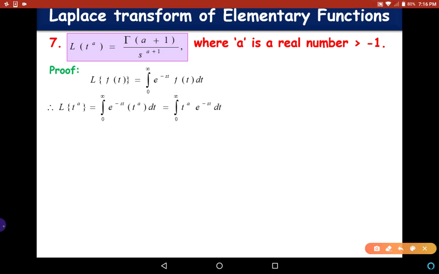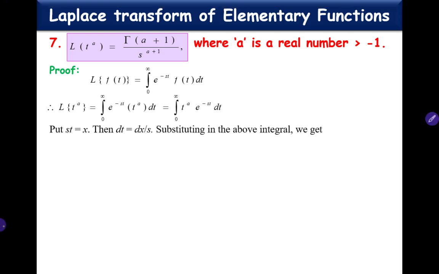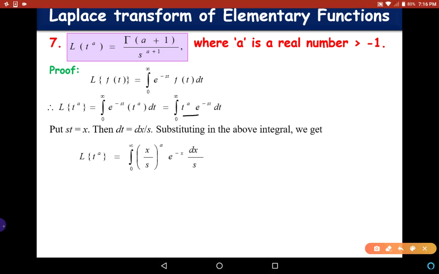Now to derive this integral, we substitute st is equal to x. Then differentiating both sides, we get dt is equal to dx by s. Now substituting all this in the above integral, we get L of t power a is equal to integral 0 to infinity. T power a becomes x by s whole power a, because t is equal to x by s. And e power minus st becomes e power minus x, and dt becomes dx by s. Now s power a into s becomes s power a plus 1 in the denominator, that can be taken outside.